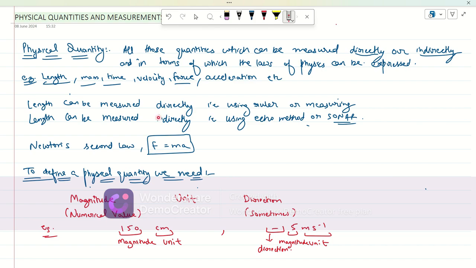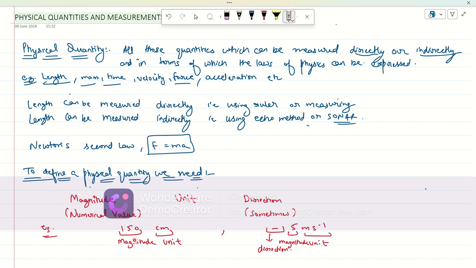If you want to define a physical quantity completely, you will need three things. Mostly two things, sometimes the third is also needed. One is magnitude, that is a numerical value. Second, you will need a unit. Third, sometimes you need direction also. For example, if you are measuring your height and it came to 150, if you write 150 only, it will not make any sense. It can be 150 centimeter, it can be 150 meter. So you have to express units along with the numerical value.